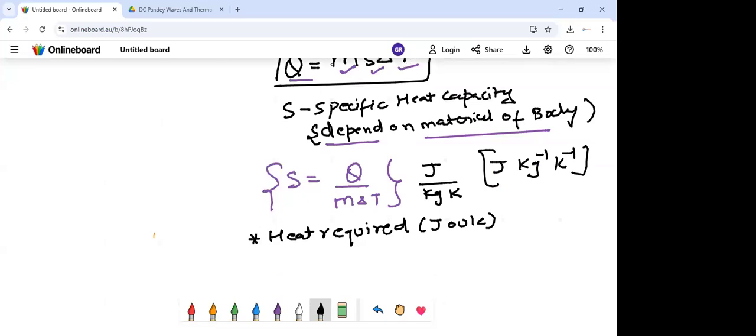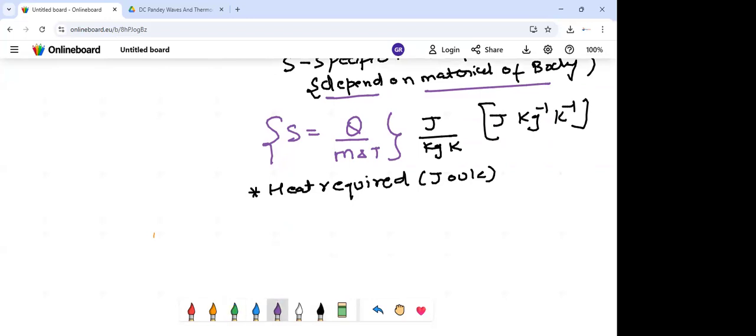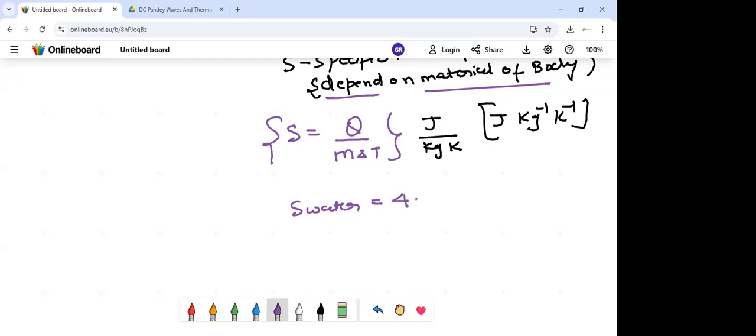Now, I'll tell you one thing. Yeah, tell me. Sir, can't we write it in calorie? Yeah, I'm going to tell you that only. We can. As I said, calorie is a very important unit for us. Specific heat of water, which we're going to use maximum time, is equal to 4.18 joule per gram per Kelvin, or 4.18 kilojoule per kg per Kelvin. I hope you understand how I'm changing this kilo in numerator and denominator without changing this value, right?